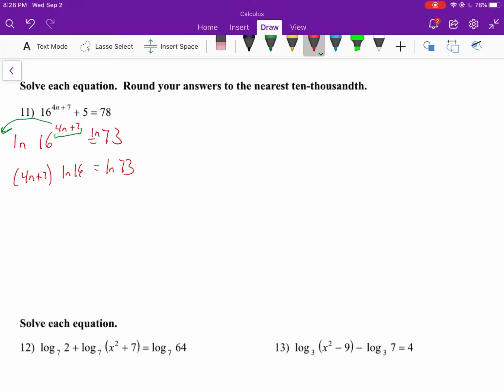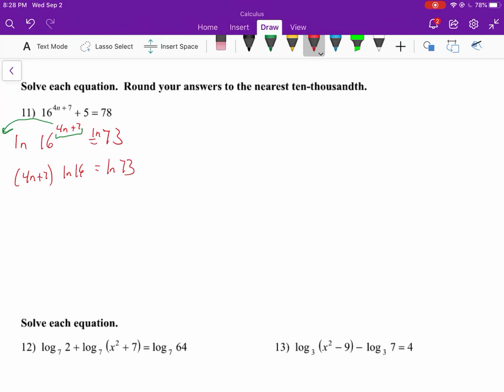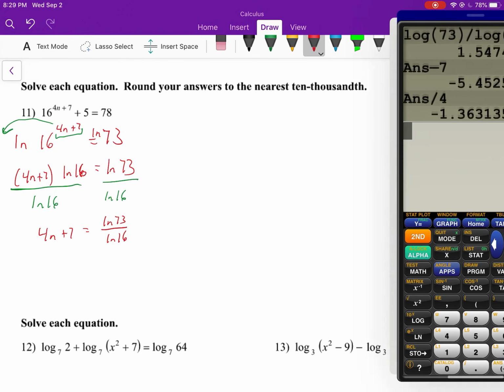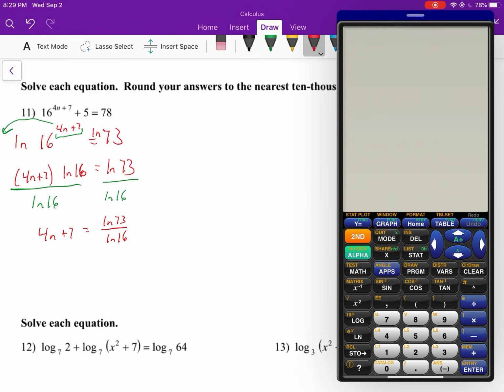So now I'm going to divide both sides by the natural log of 16, because I want to solve for n. And that gives 4n plus 7 equals the natural log of 73 over the natural log of 16. We could continue not taking the natural logarithms right now, but I think now is a good time to do that. So we can do the natural log of 73 and divide that by the natural log of 16.